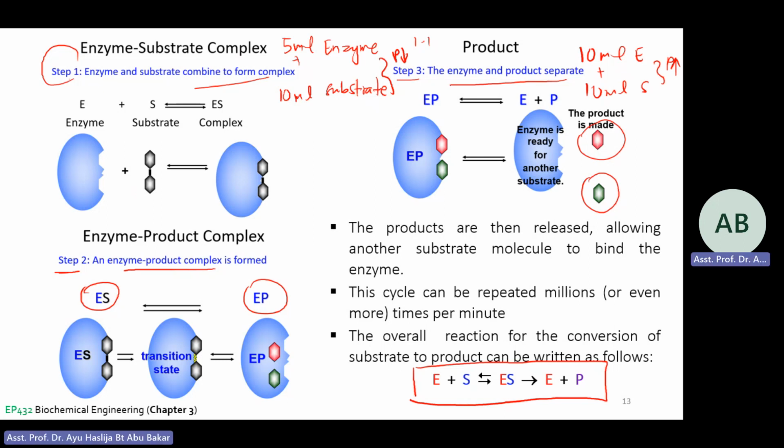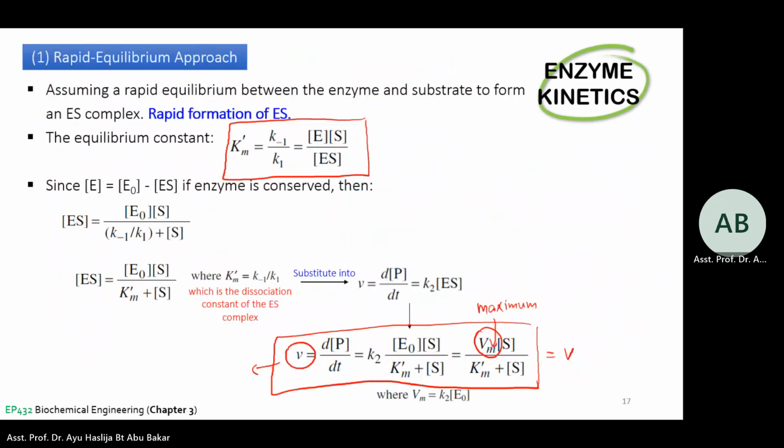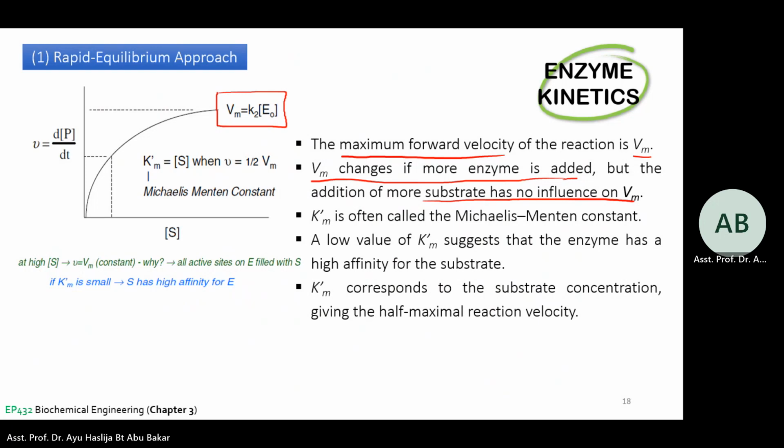The enzyme is the active site required for the reaction to occur. If you have more substrate over here, the remaining substrate has no active site to react. So here the enzyme is the limiting factor. That explains this point: Vm changes if more enzyme is added, but the addition of more substrate has no influence. The active site is important.